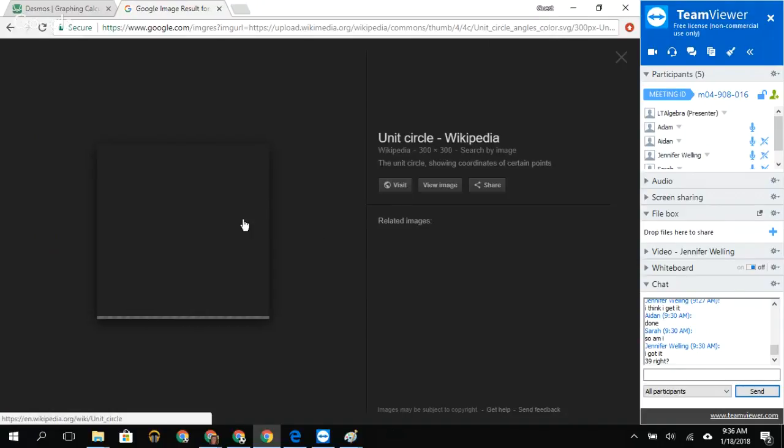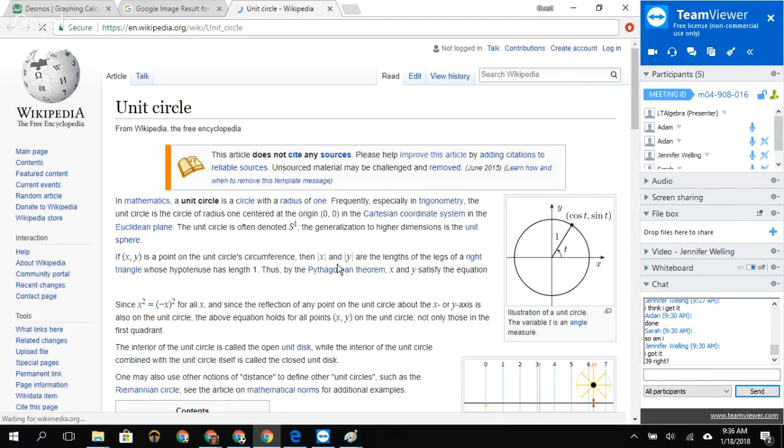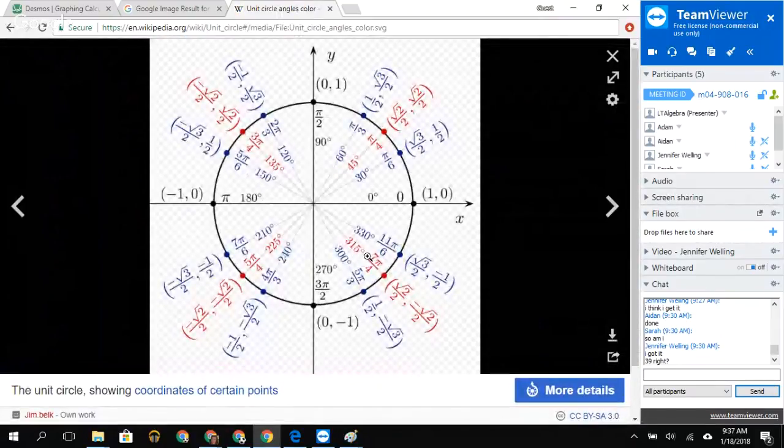Let me see if I can get it big enough for us. I just want a big unit circle to look at. There we go. Okay, so the problem was the cosine of x equals the square root of 3 over 2. You remember that, bust out your unit circle from before break. The cosine, just a really quick review, because I can't even draw on here.